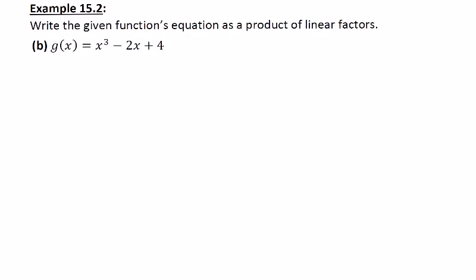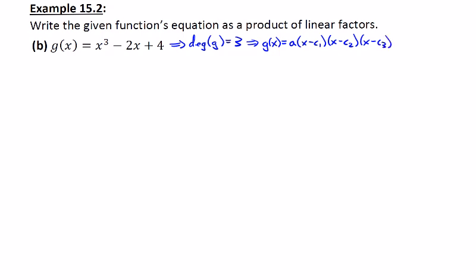Example 15.2 part B again asks us to write the given equation as a product of linear factors. Here we have x cubed minus 2x plus 4. The degree of this polynomial is going to be 3. And by the linear factorization theorem, I can write g of x as a times x minus c1 times x minus c2 times x minus c3.